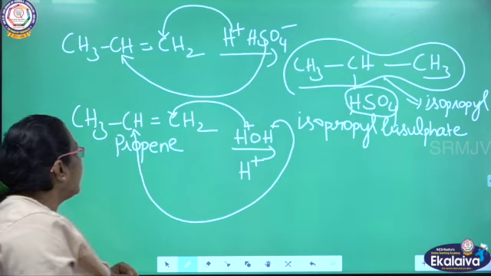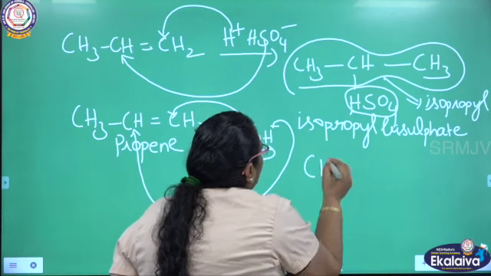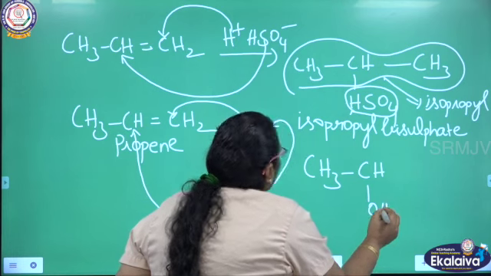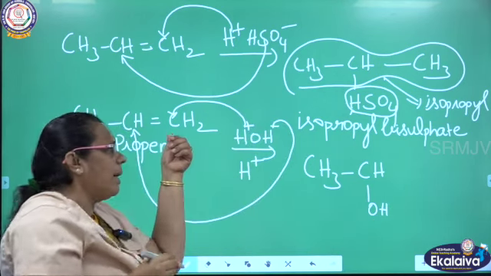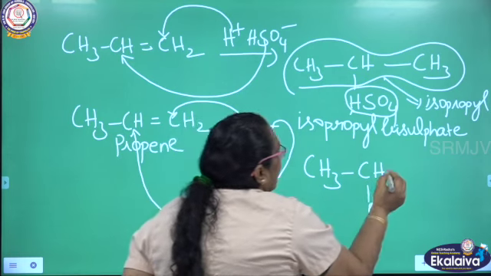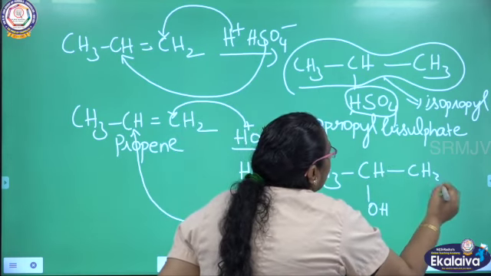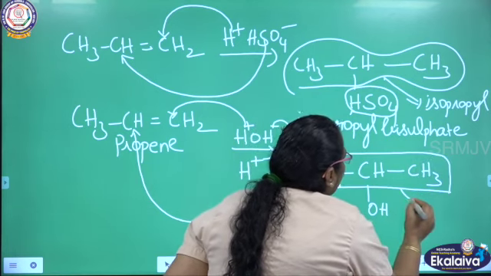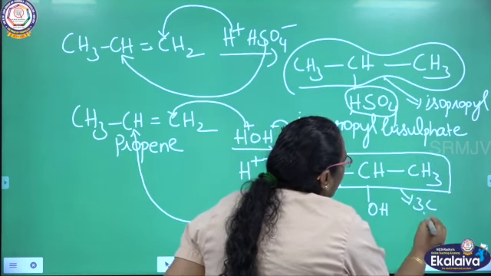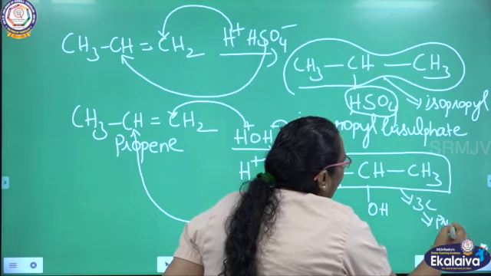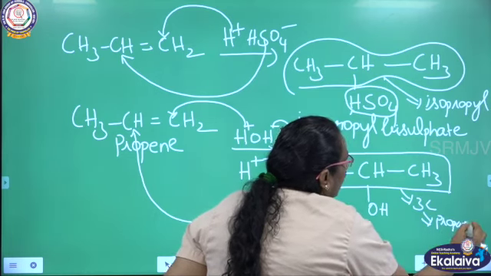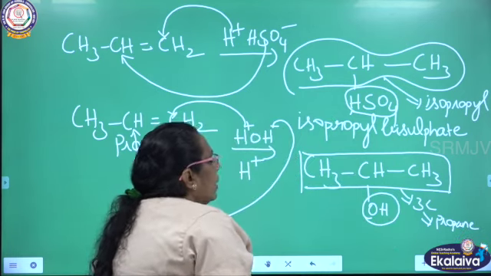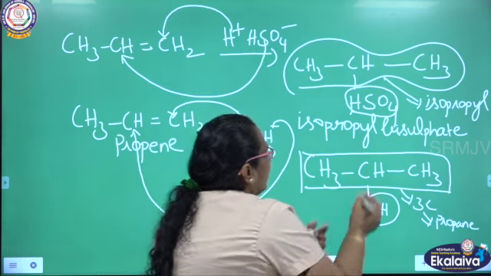So what is the compound? Shall we write the compound now? CH3, CH, add OH here. What will happen when hydrogen is added to the carbon? The double bond is broken. It becomes a single bond. CH3. What is the name of this compound? See the parent here. Who is the parent here? There are 3 carbons. So propane is the parent. What is the attachment here? OH group is attached here.